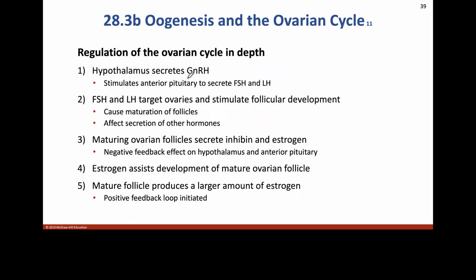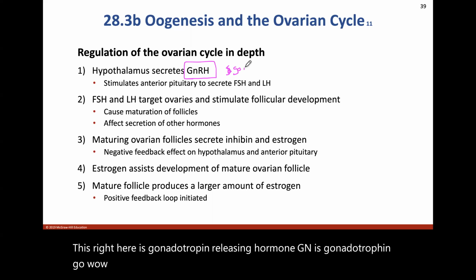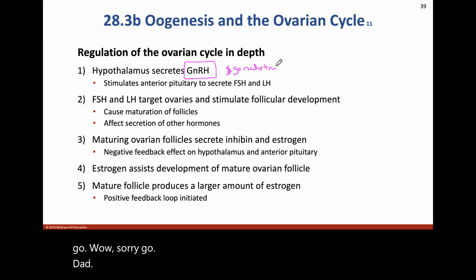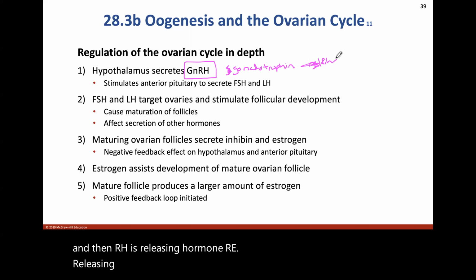This right here is gonadotrophin releasing hormone. GN is gonadotrophin. And then RH is releasing hormone. I can't spell today.